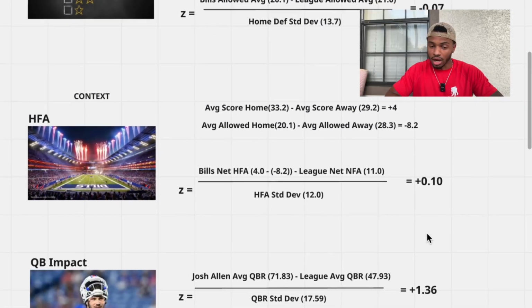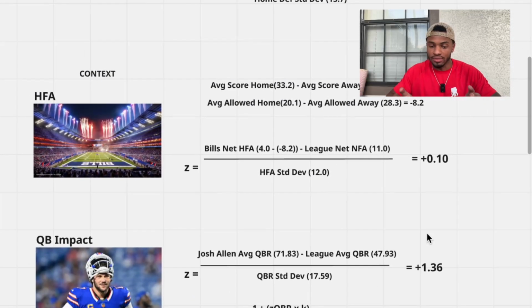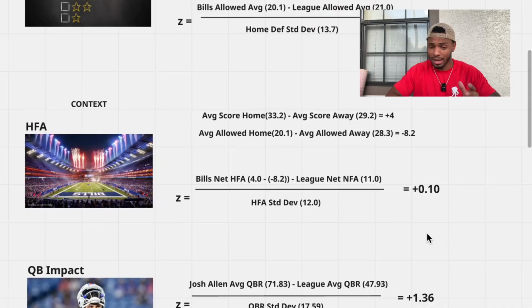From there, we add the context, which so far in our model is the home field advantage and the quarterback impact. So we'll go into how home field advantage works statistically and mathematically. Home field advantage is something that you can actually calculate and not just something that we imagine, right? We imagine it exists, and that's because it does, but it doesn't exist for all teams. Some teams actually don't play better at home, and the numbers allow us to see which teams do have a home field advantage and which teams don't.